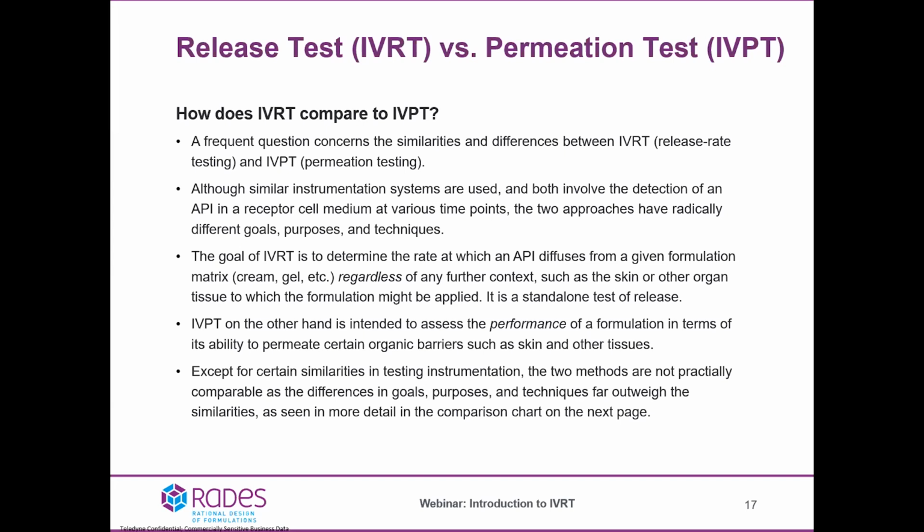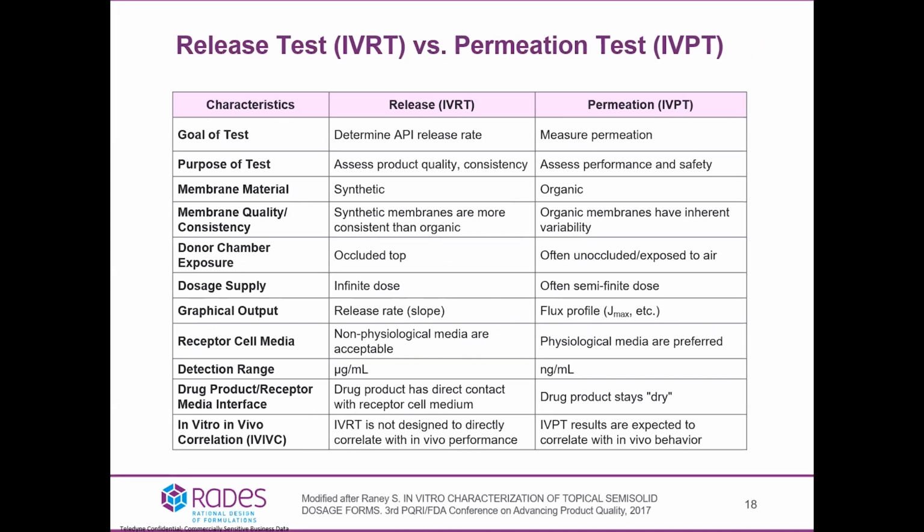The goal of an IVRT test is to determine the release rate at which the API diffuses from a given formulation, regardless of further context of biological barriers. It's a standalone test. In vitro permeation testing, on the other hand, is focused on the performance of a formulation with regards to its ability to provide bioavailability in certain skin compartments or with regards to systemic exposure. On the next slide, the differences will be discussed in some detail.